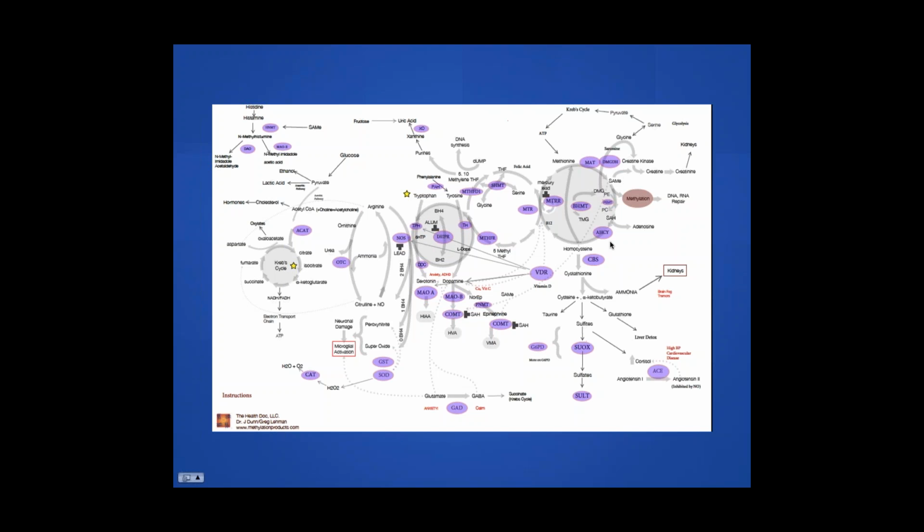So critical. This is what we covered in the first webinar. This is what we covered in the second webinar. And this is what we covered in the third webinar. And this is the fourth here. The fifth one, we're going to be looking at these whole pathways here, the histamine pathway, and then the citric acid cycle pathway and its effect on methylation.